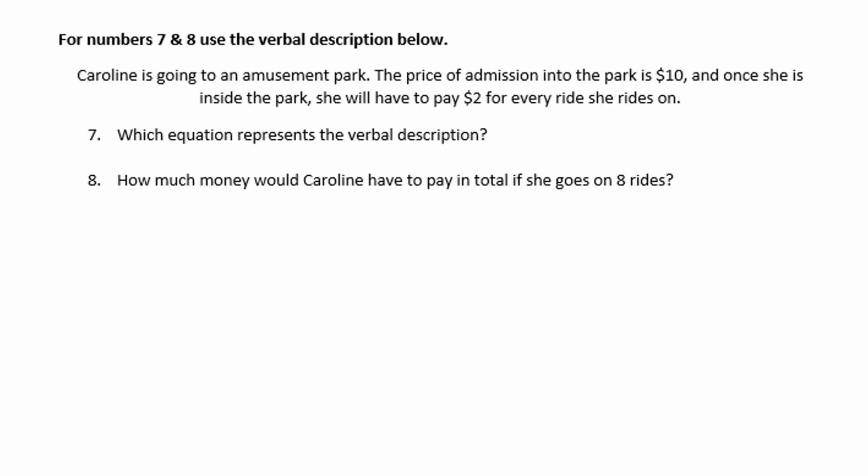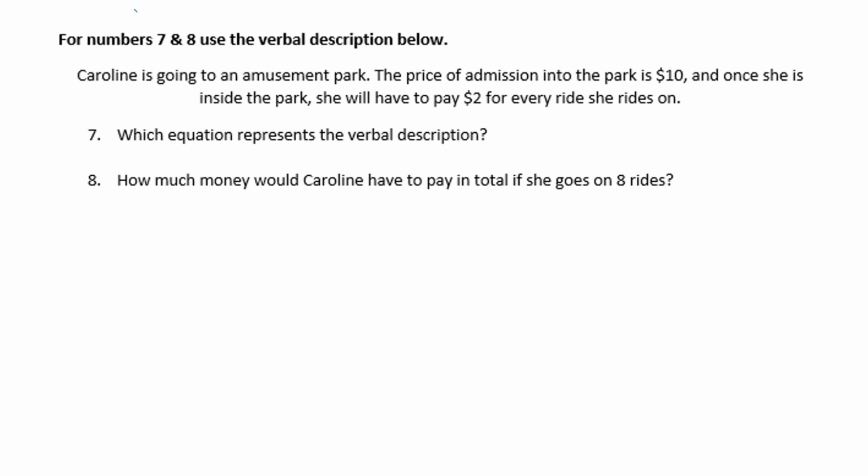For numbers 7 and 8, use the verbal description below. Carolyn is going to an amusement park. The price of admission into the park is $10, and once she is inside the park, she will have to pay $2 for every ride she rides on. So number 7 says we're going to write an equation to represent this verbal description.